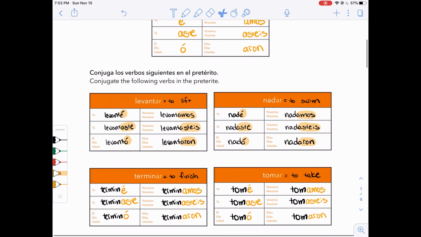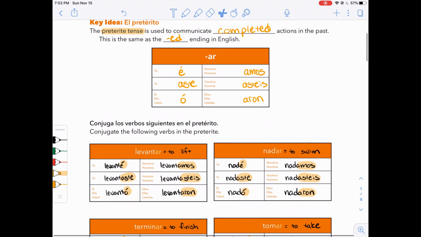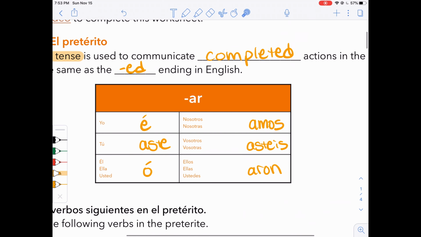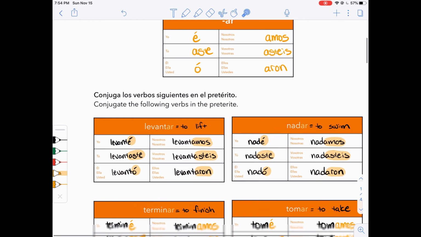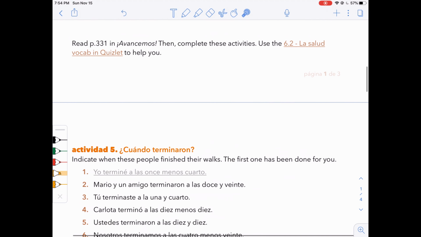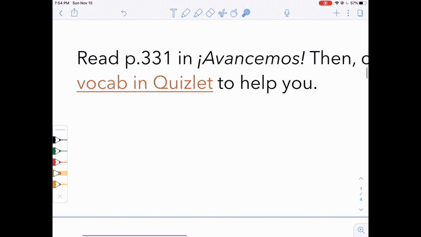So that's how you conjugate verbs in the preterite tense. The conjugation process is the same, but this time, instead of our normal o, as, a, amos, áis, an, we have the ed ending. We're in the past now, so we've got some ed endings in Spanish. Excellent. Go ahead and review this information by reading page 331 in Avancemos.